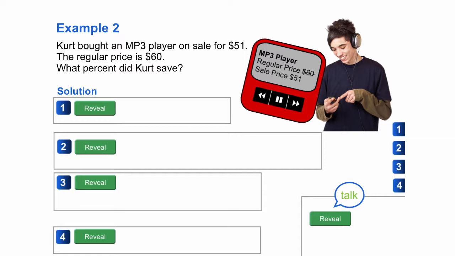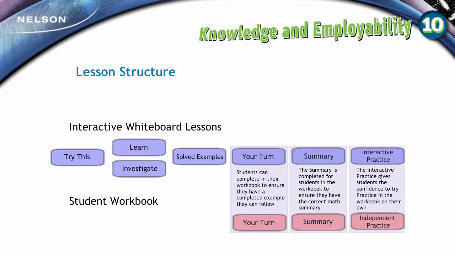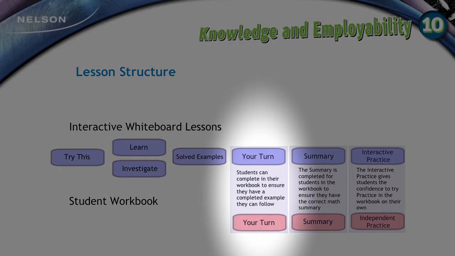Teachers can lead students through the example, or students can interact with the whiteboard to work through the examples with guidance from the teacher. The examples also cover the types of problems that students will encounter in the student workbook. This ensures students have been exposed to the important ideas before they attempt to answer the questions in the workbook on their own. Following the solved examples, this is where the interactive whiteboard package and workbook begin to overlap and where students begin to take control of their own learning.